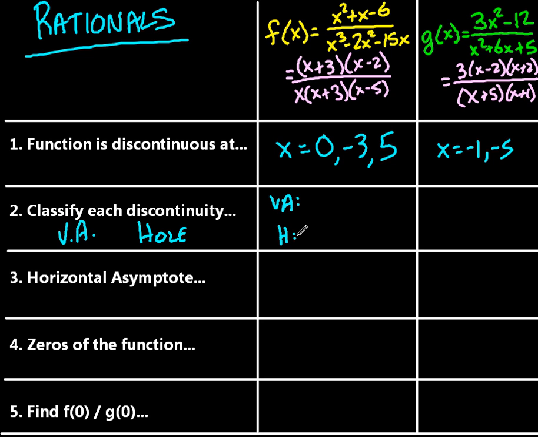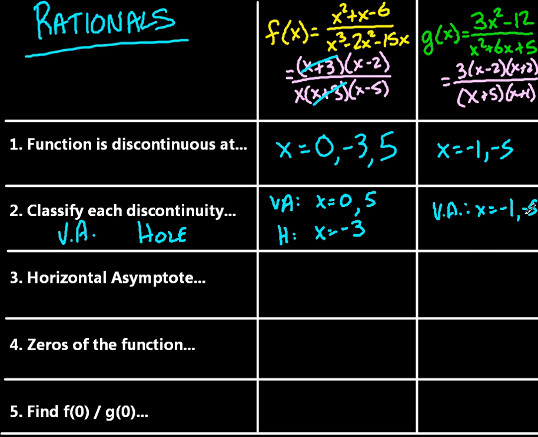So, did 0, which came from this x, cancel with something up top? No, it didn't. So that means it was an asymptote. -3 came from this factor. Did it cancel? Yes, it would have canceled with that guy right there. So, this guy would have been a hole. And then x equals 5 came from this part. Did it cancel? No. That's why it's a vertical asymptote. For g of x, neither of these guys canceled anything up top. So they are both vertical asymptotes. -1 and -5 are both vertical asymptotes.